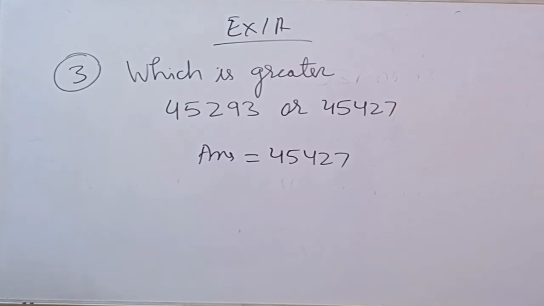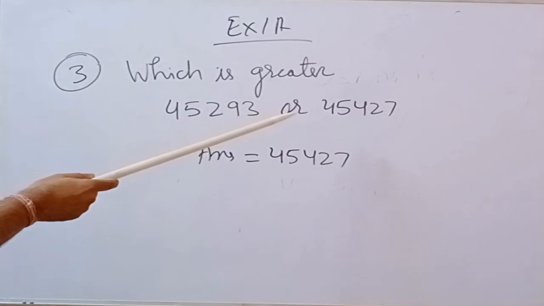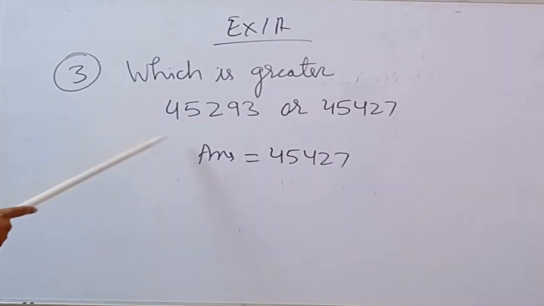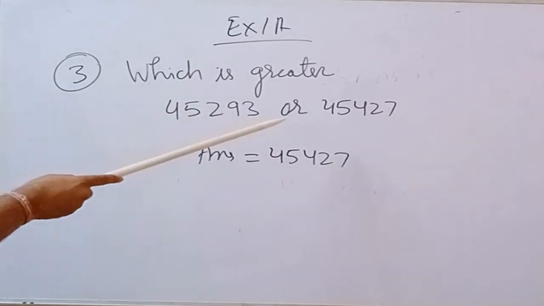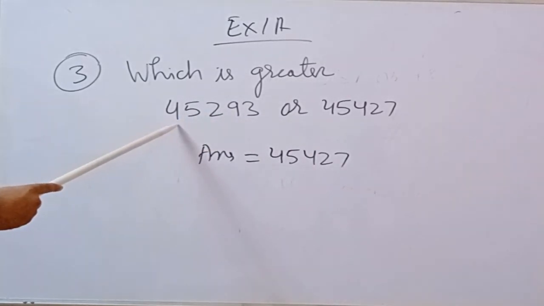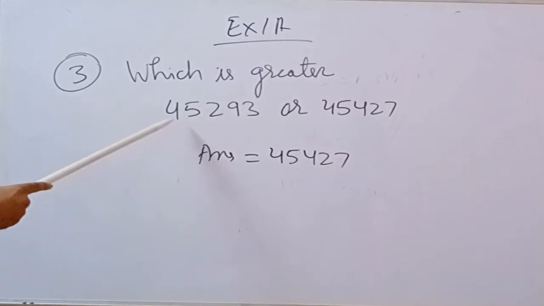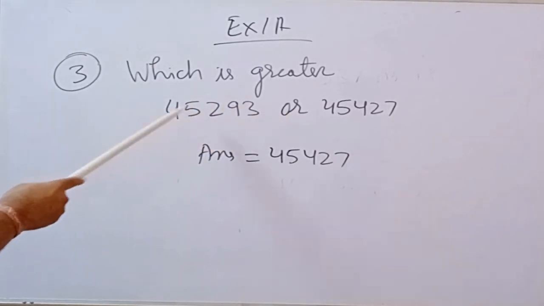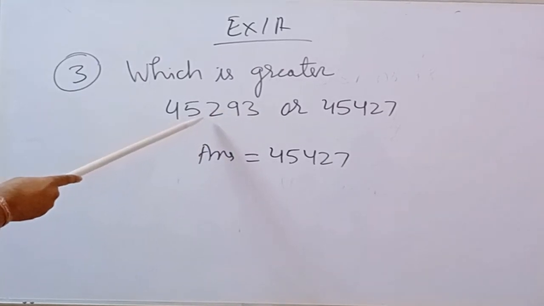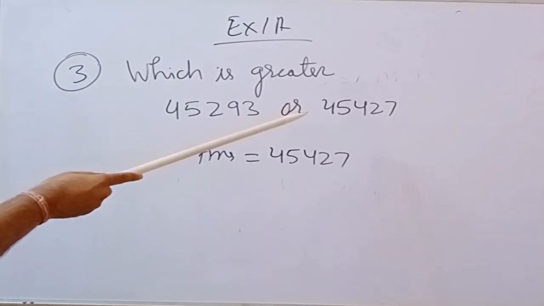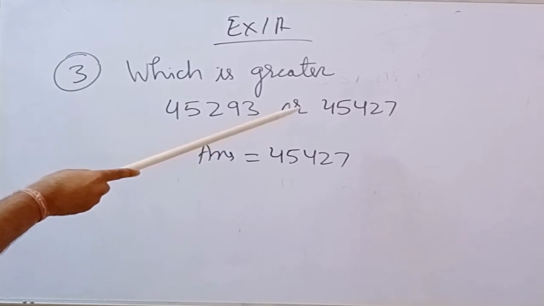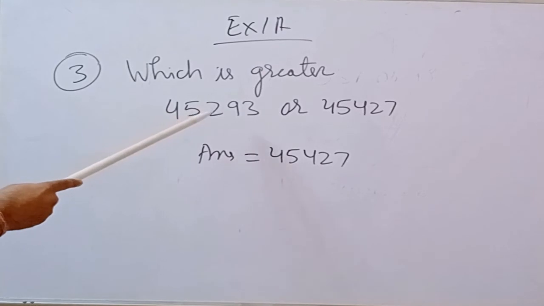The next question is question number 3, and the first part I am going to take, in which we have to find which is greater. What I told you earlier, whenever we have to find out the greater or smaller, first count the number of digits. Here the number of digits in the first number is 5, and the second number is the same. After that we will see the digits from left to right. Here the first digit is 4, here the first digit is 4, the same. Second digit is 5, and here the second digit, both have 5. Third digit, here we have 2 and here we have 4. So which is greater? 4. So that means 45427 is greater than 45293.